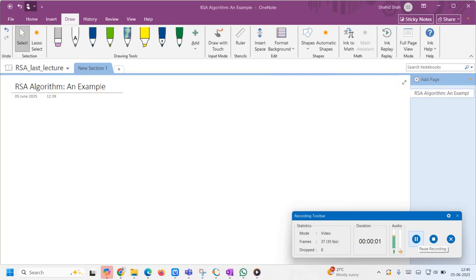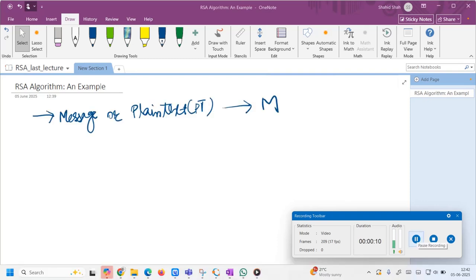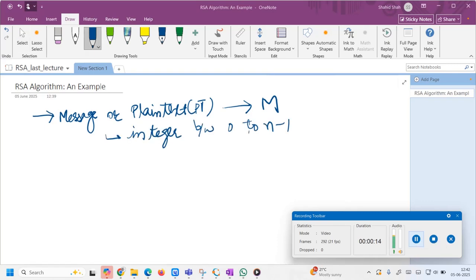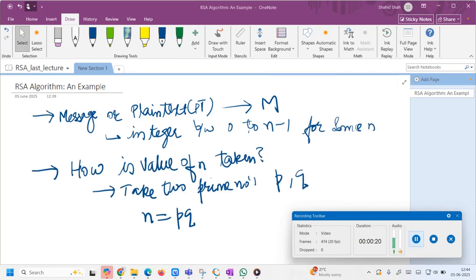Now this will be the last part of the RSA algorithm lecture, and we will do one simple example. Before that, let me recap what the RSA algorithm is all about. We have plain text, or message block, denoted by M, which is represented as an integer, any integer between 0 and n minus 1 for some n.